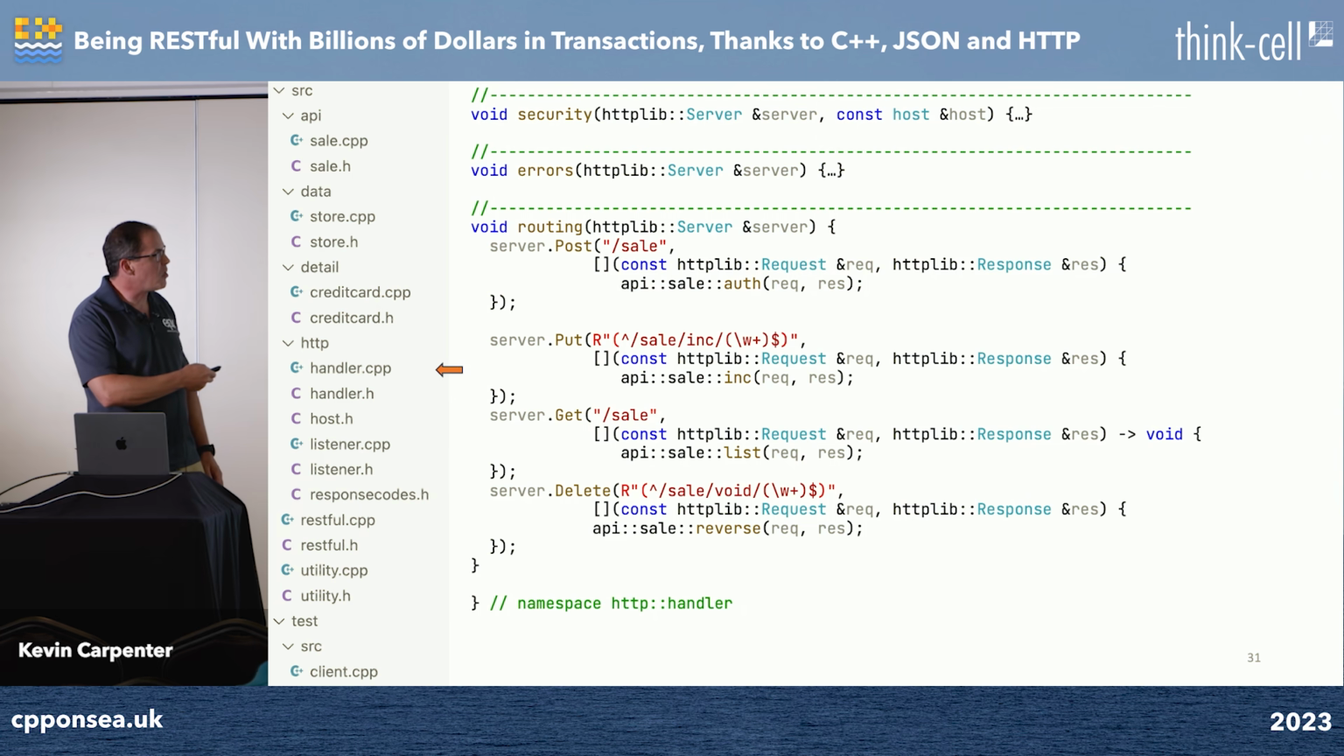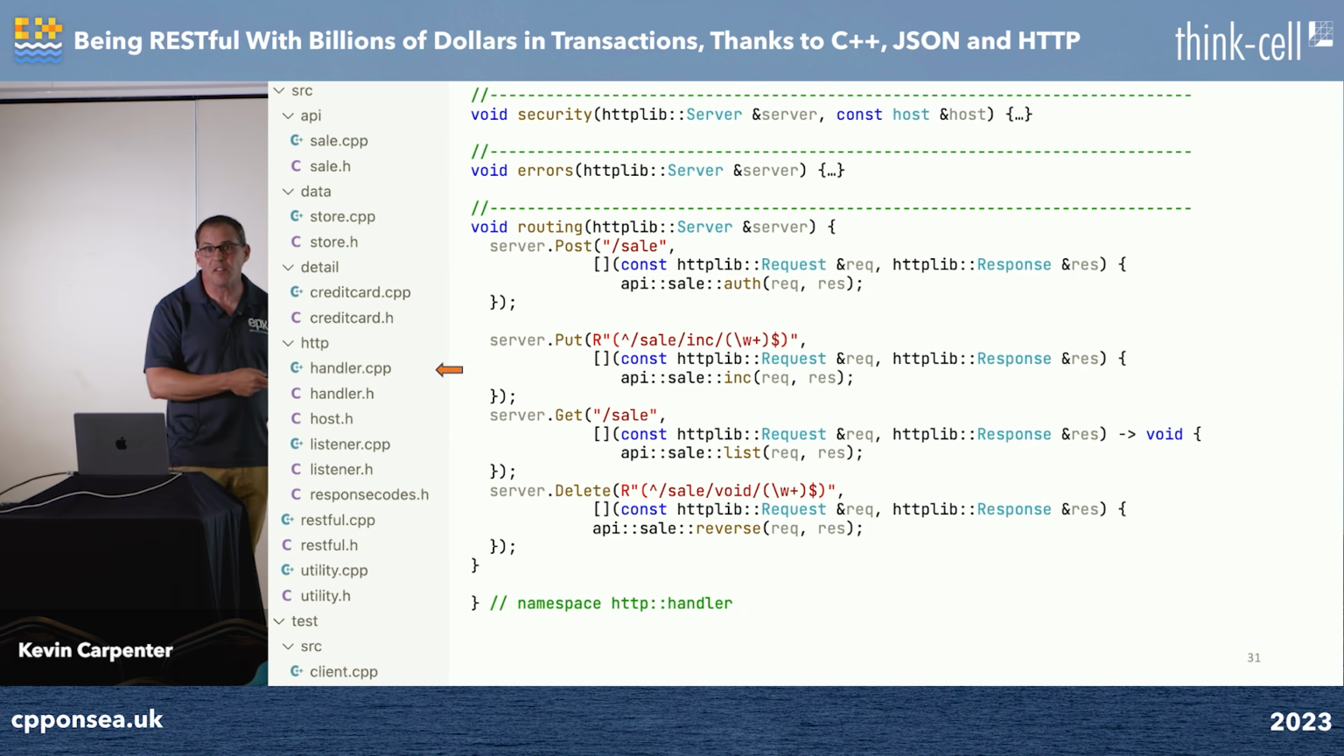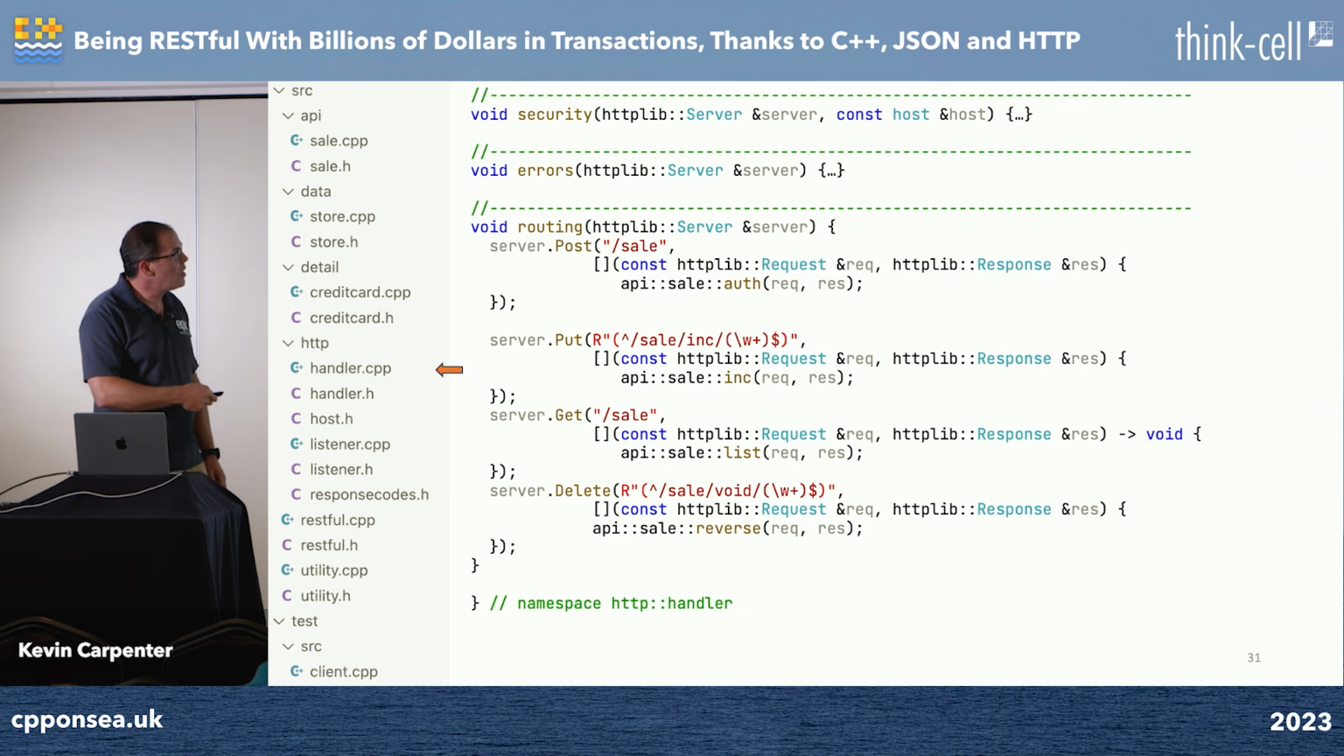There are some places where I'm being specific and listing out the request and response, but there's a lot of places you could replace with auto, and it just works well too. So if we get a post, a sale, we're going to call API sale and auth with the request and the response. Same thing here. If you look at the put, here we're using an actual regular expression. And you'll notice that we got a capture in there.